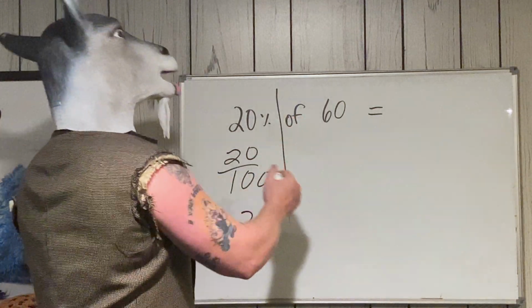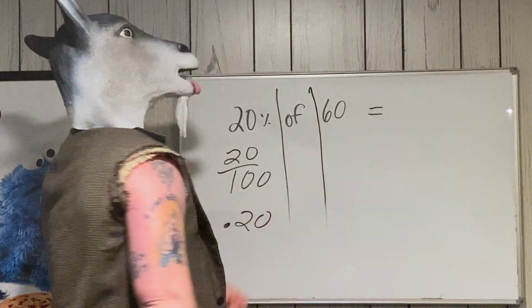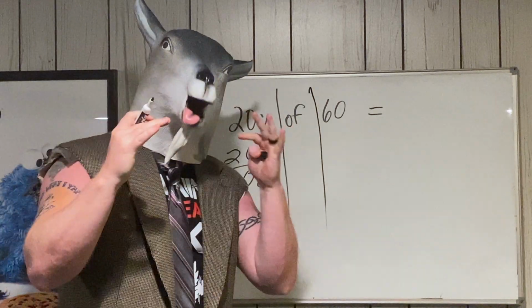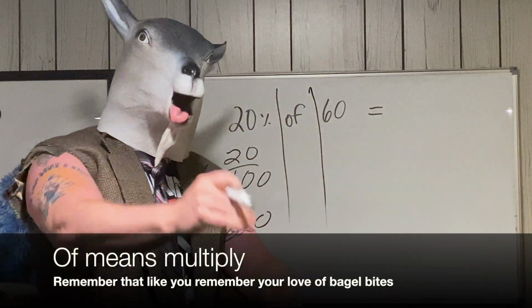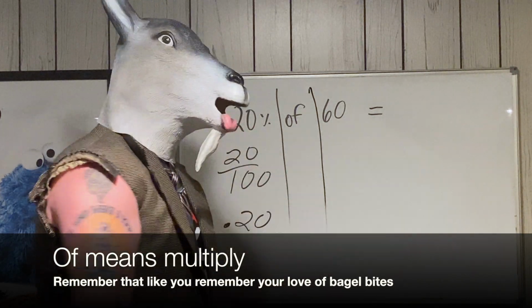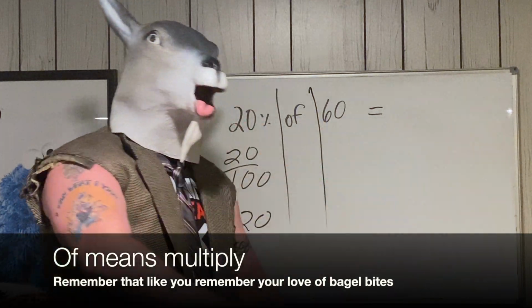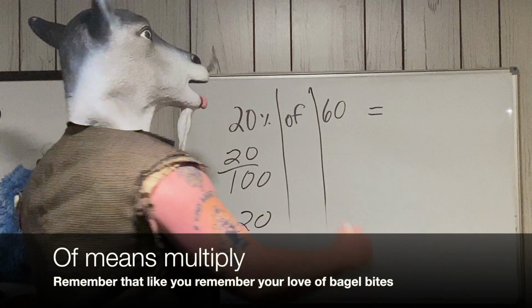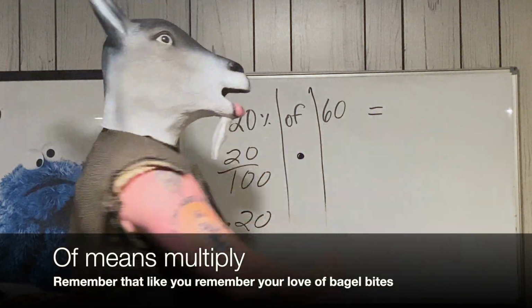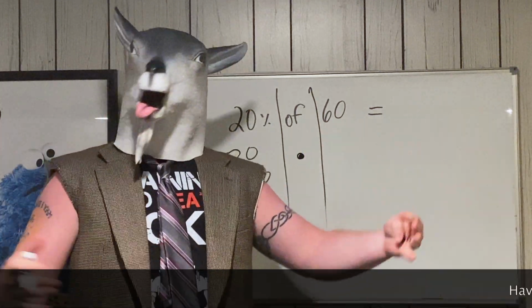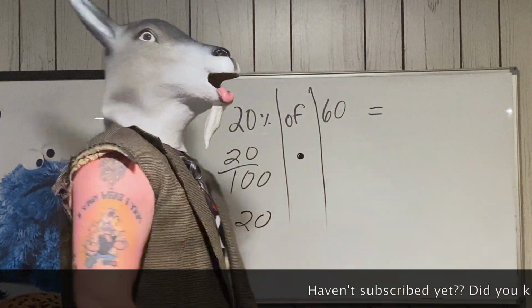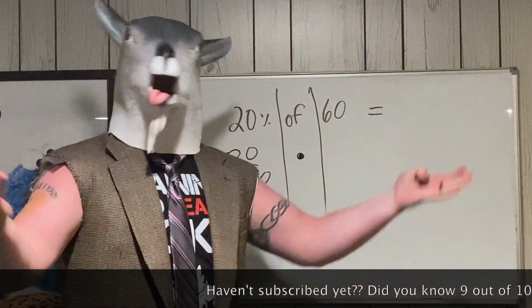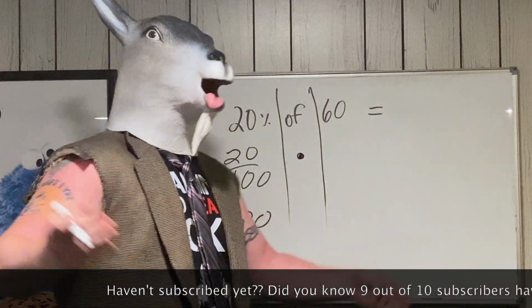All right, let's look at the next part. Of. For the rest of your life, until the day you die, I want you to remember that of means multiply. Whenever you see of, it means multiply. So we're going to put a dot there because we're old now, right? And we know a dot means multiply, because if you use an X, it's just going to get confusing. Now the last part is 60. We're not going to do anything with that. 60 is going to be 60.